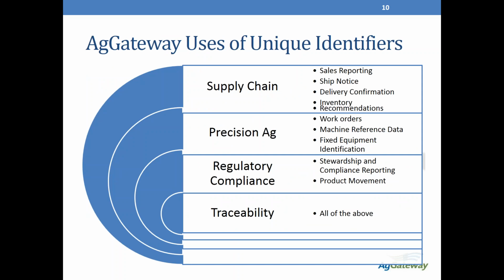So AgGateway's uses of unique identifiers. We see it today in the supply chain with sales reporting, ship notices, delivery confirmations, inventory, and recommendations. In precision ag, it can be used in work orders, machine reference data, fixed equipment identification, regulatory compliance. That comes with some compliance reporting and product movement. And really, it all fits into the whole traceability topic.